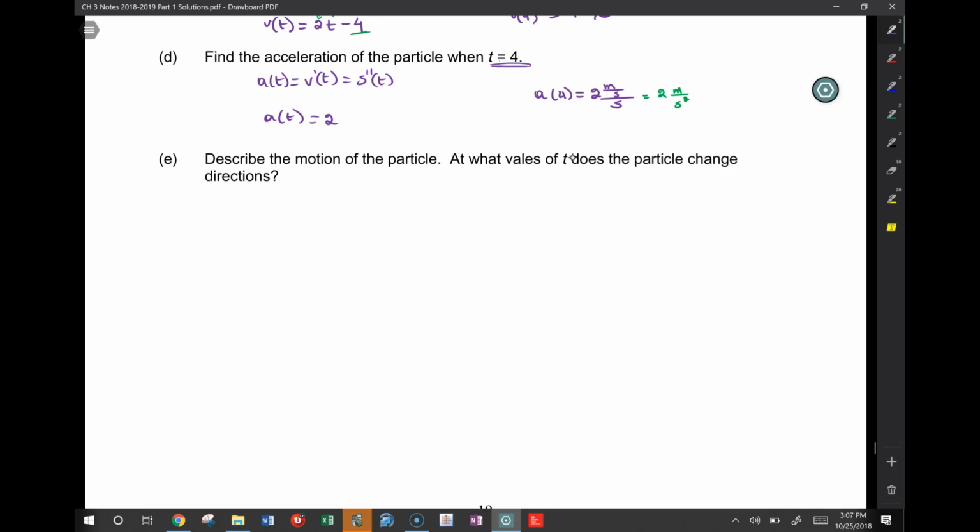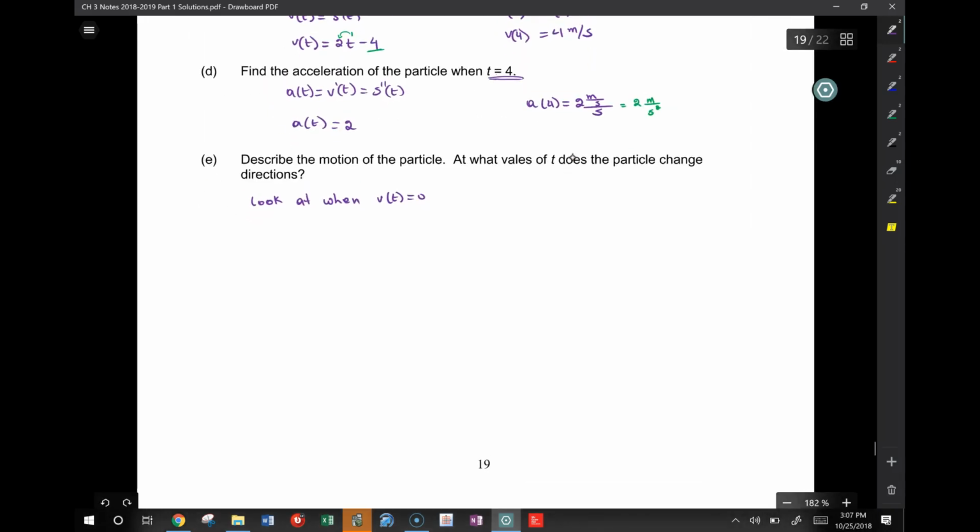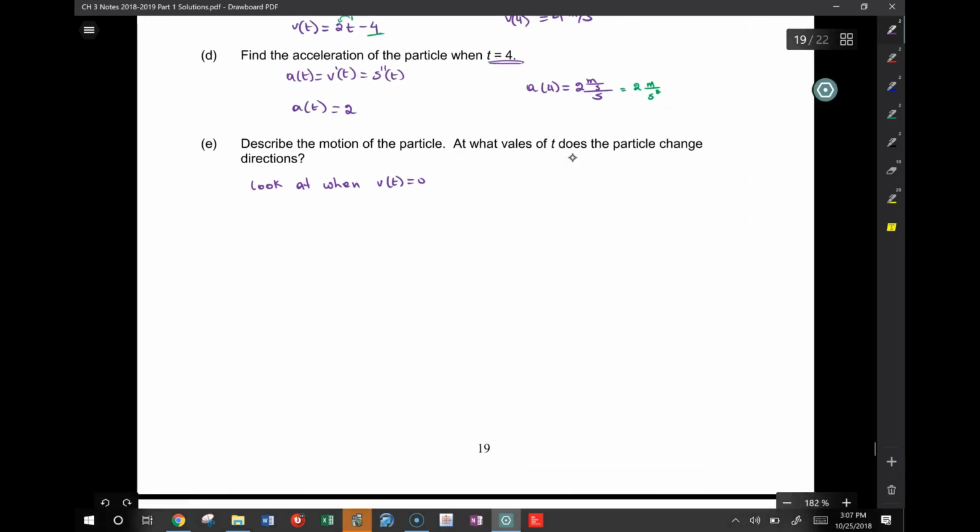It's when the velocity is 0. Okay? So we look at when v of t is equal to 0, because that's when the critical things happen. All right. v of t is 2t minus 4. So when is that 0?